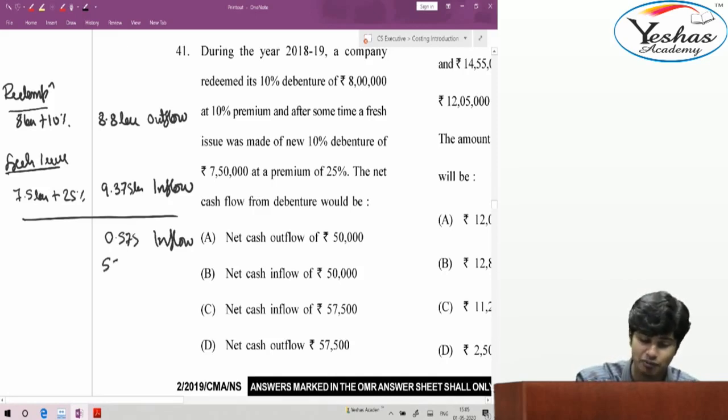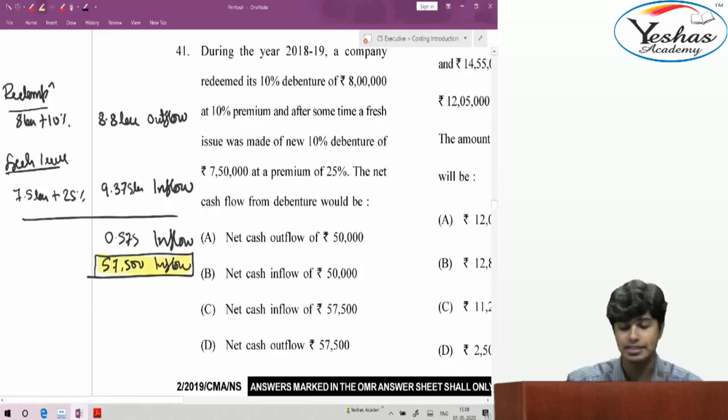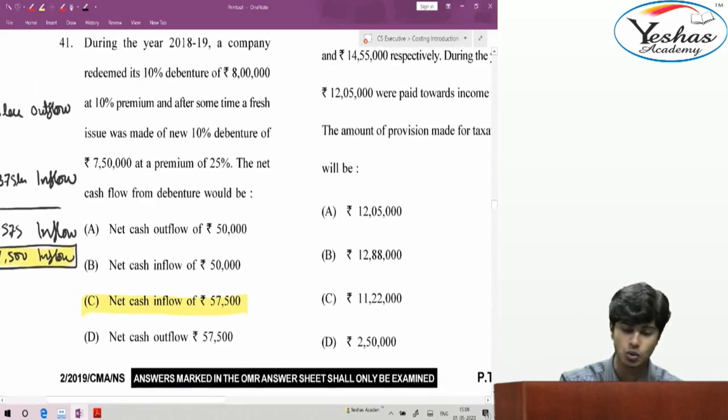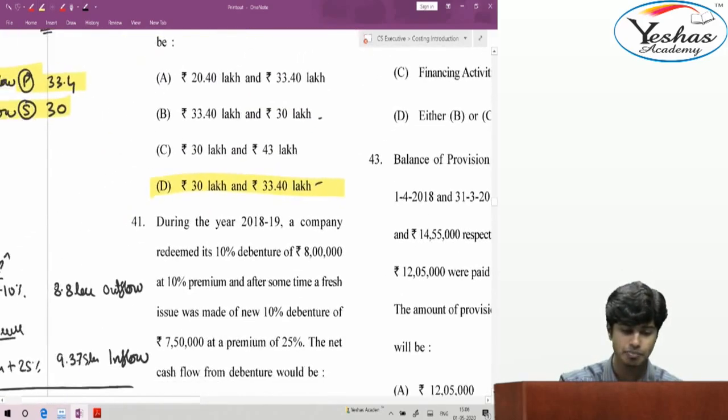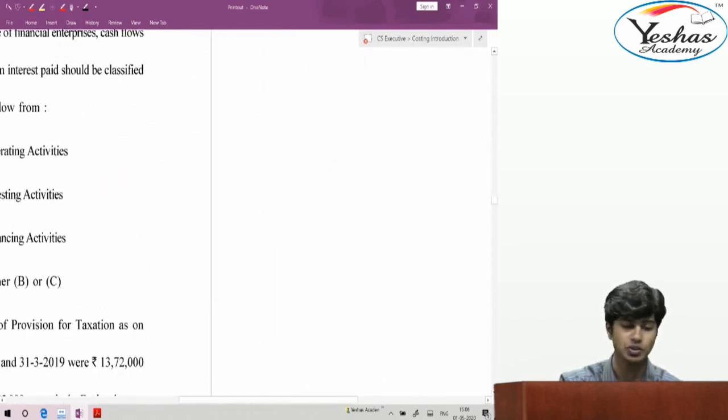0.575 lakh. That is nothing but 57,500 inflow as our answer. So the answer is inflow 57,500. Option C is the answer for question number 41. Come on, let us now go to question number 42. This is for the 41st one, 57,500, option C. Let's go to the 42nd question.